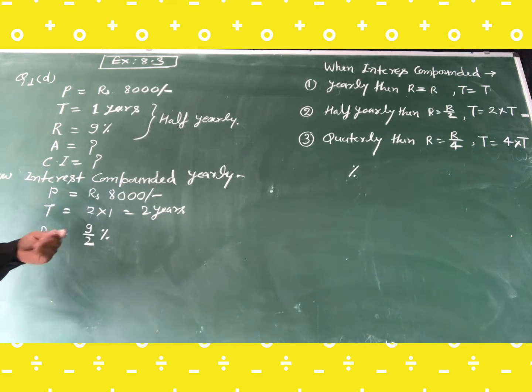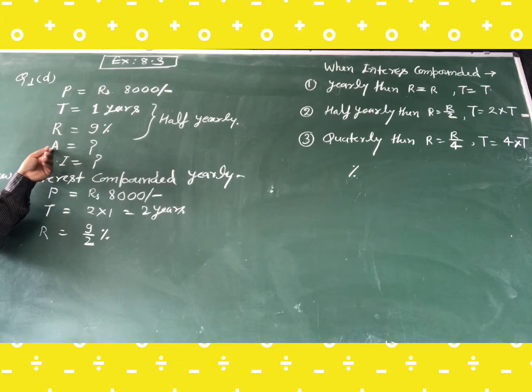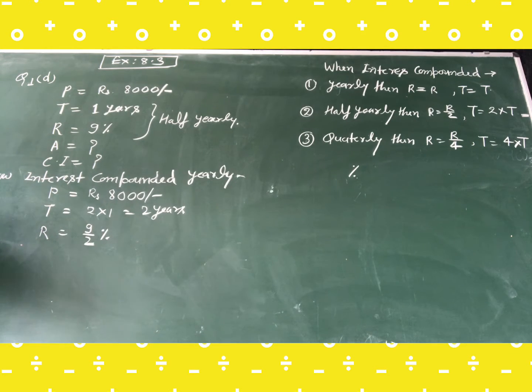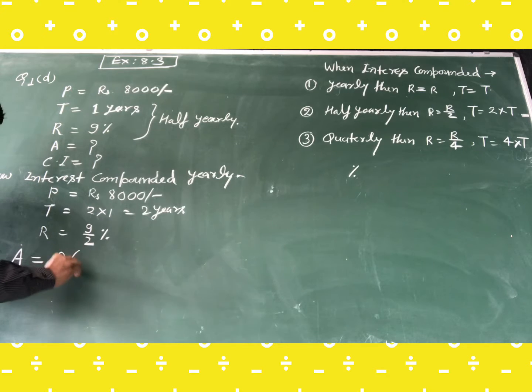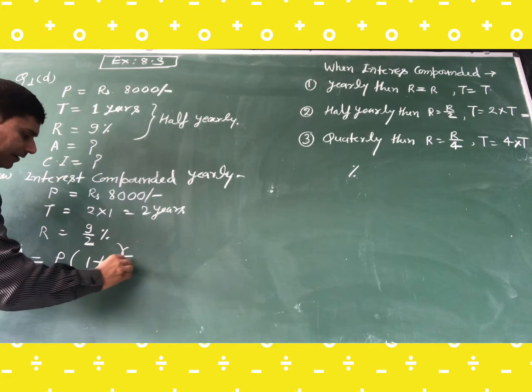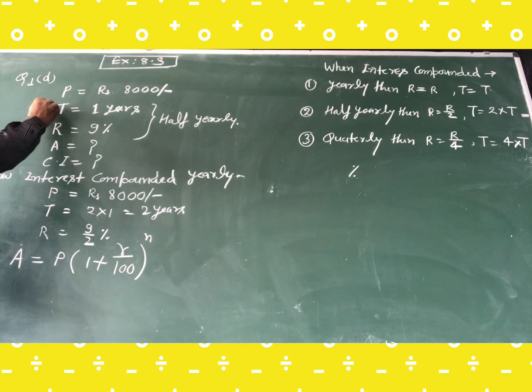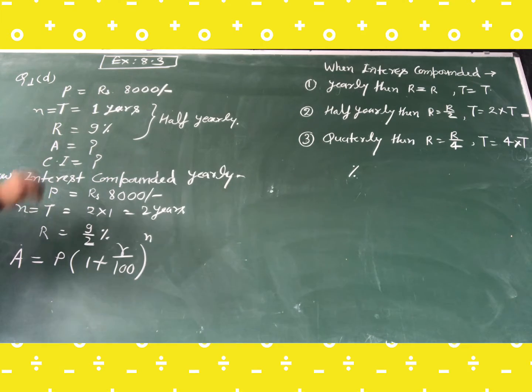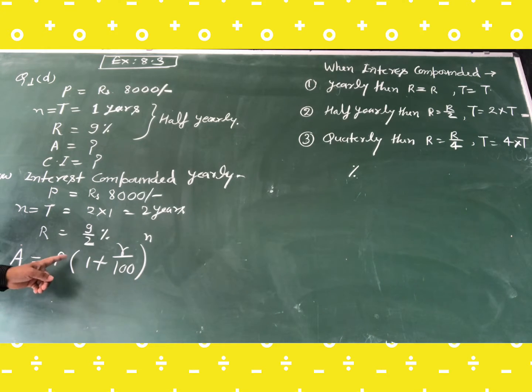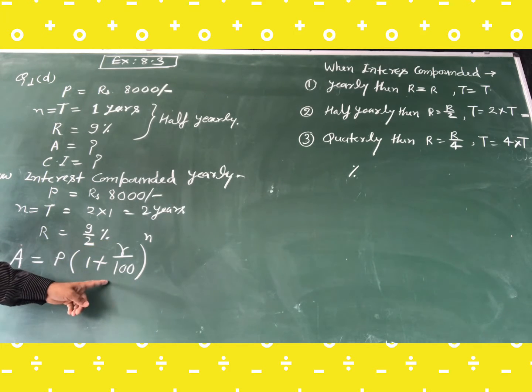Don't convert it into decimal. You can, but the calculation will become harder, so we will not write it in decimal. Now CI and A are required. You know the formula for compound interest. The formula: amount is equal to principal, bracket 1 plus R by 100, raised to the power of time, otherwise you can write N. So this is T or N, anything. A equals P (1 + R/100)^n.